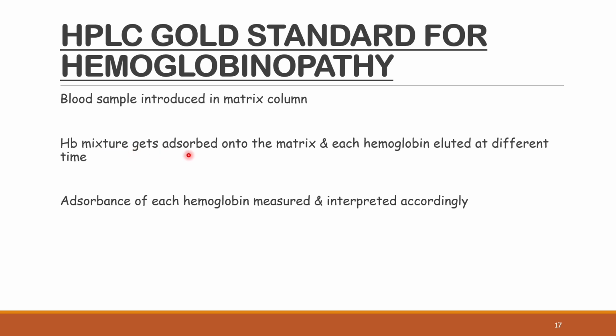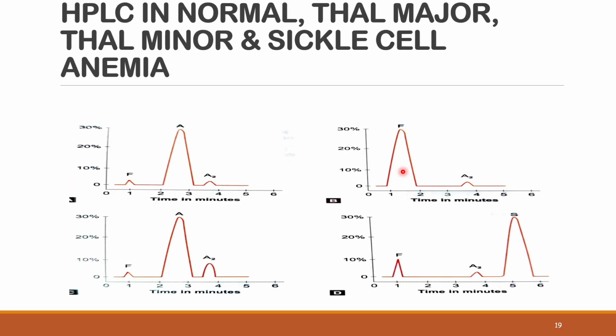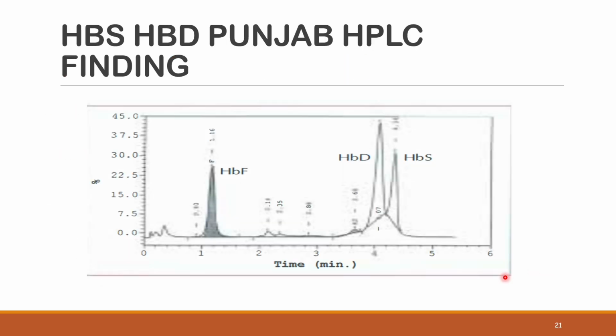Here the Hb mixture is introduced into a matrix column, which is the stationary phase, which doesn't move, right? We inject the sample into it, and different hemoglobins adsorb onto the matrix, and they are eluted at different times because of their different amino acid constituents. So they will elute at different times, which can be measured and interpreted accordingly. So that is a very useful test for sickle cell disease. Here you can see a spike in HbS. So this peak is because of sickle cell disease.